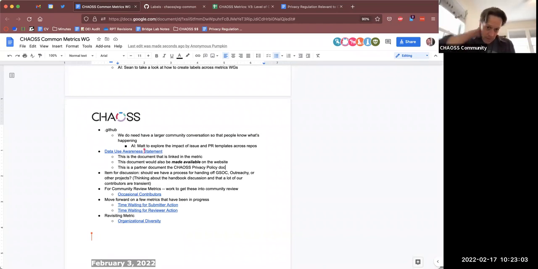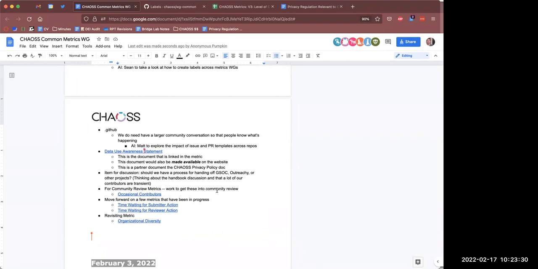Cool. So from a simplicity perspective, we have the CHAOSS privacy policy document, which talks about how we as a CHAOSS community handle data. And then we have the document we were just looking at, which tells others who use metrics what they should think about. And then we're done. Are these documents going to live in the community repo, or are we moving all of that stuff into the .github repo?